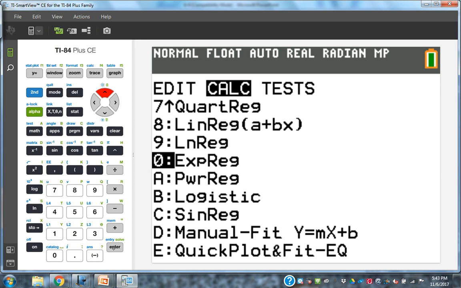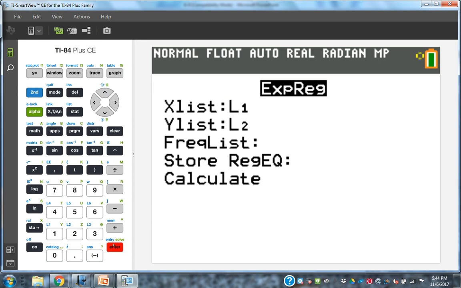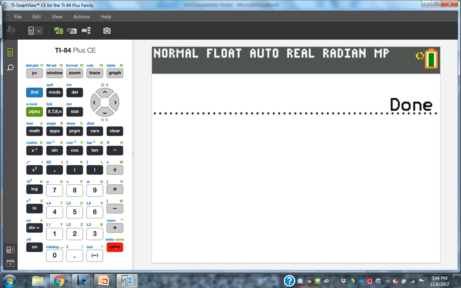You hit enter. If you're using an 83, it's going to default to these things. List 1 is X, list 2 is Y, and no frequency list. You won't have to do anything. With the 84, you just make sure it's got those things there. If it doesn't, put them there. Leave frequency list blank. Don't worry about storing the regression equation. We're just going to write it down is what we're trying to do. So we'll hit calculate. If you're using an 83, just hit enter.